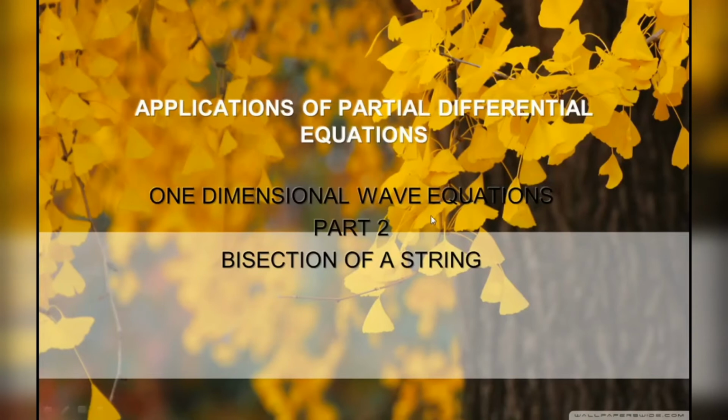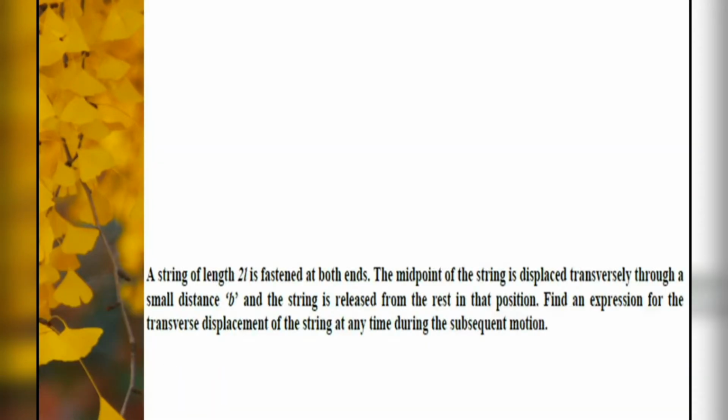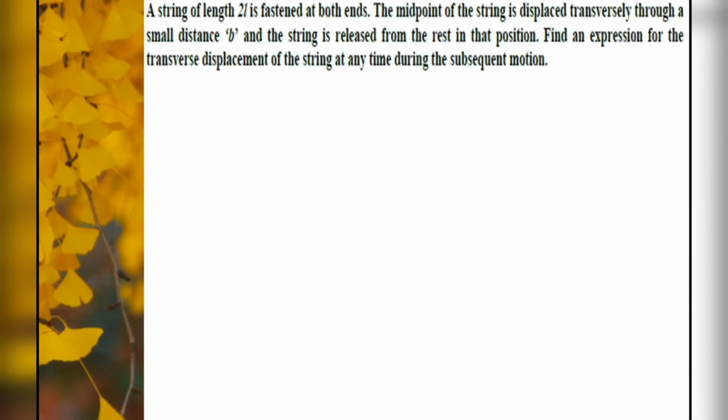Hi guys, welcome to part 2 of the one-dimensional wave equation. Here we are going to see how to find the solution for a string which is bisected and it is considered as a wave equation. So now let us go to the problem part, and most of the steps are very similar to our part 1 except for the f of x value, that is, we have to find f of x in this problem.